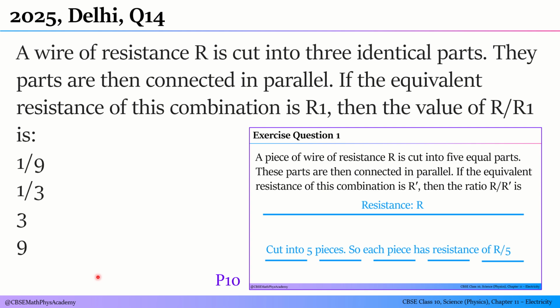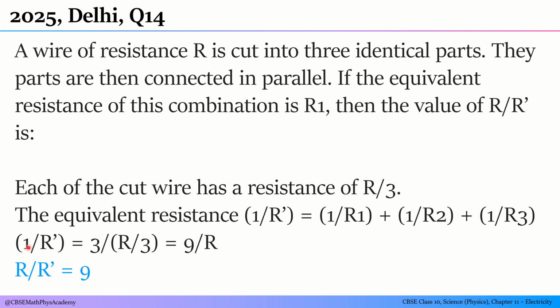So you need to be a bit careful. Sometimes when you go wrong in the way you cross multiply, you might get the answer as 1 by 9, which seems to be correct, but 9 is correct. So you need to be very careful when you calculate these ratios, when you cross multiply.